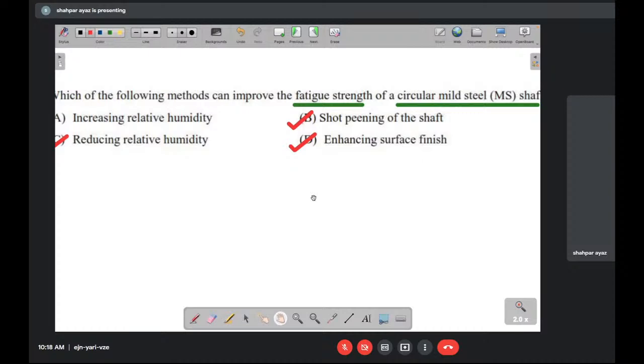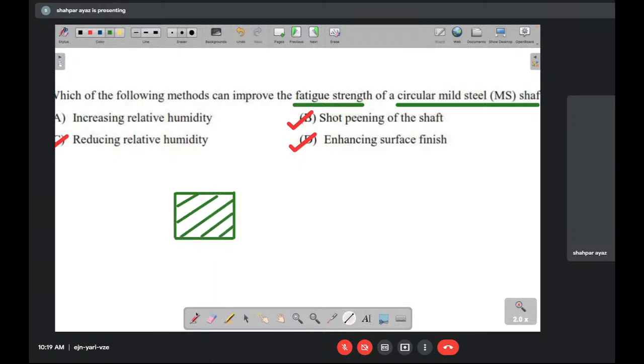See the logic, guys, in this shot peening I am going to explain to you. Cyclic loading. Suppose you have a bar like this. Generally we use the shot peening phenomenon in casting, for cleaning of casting.